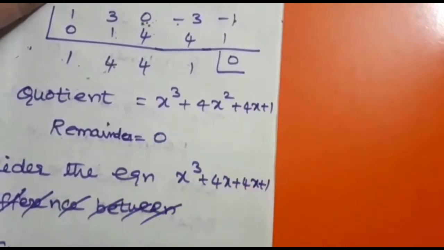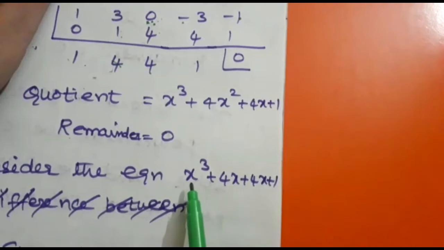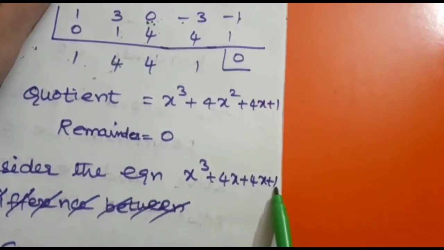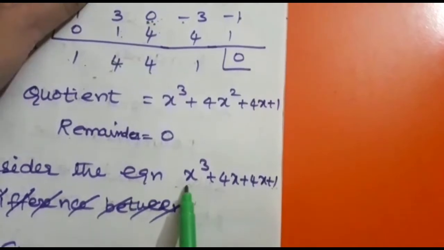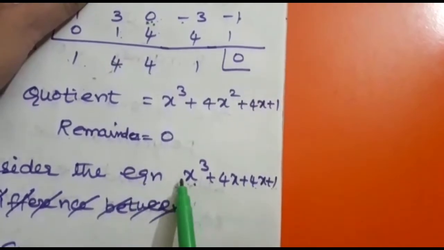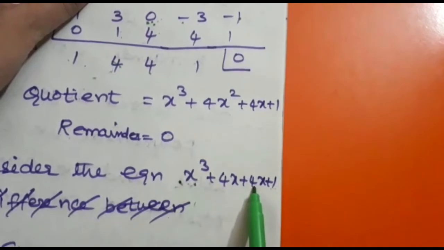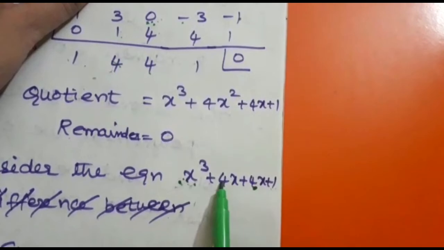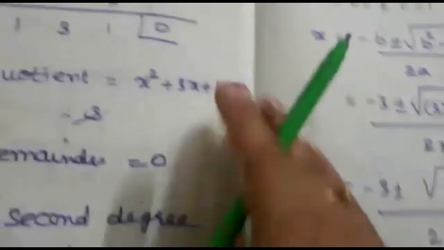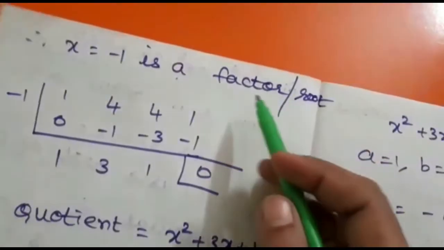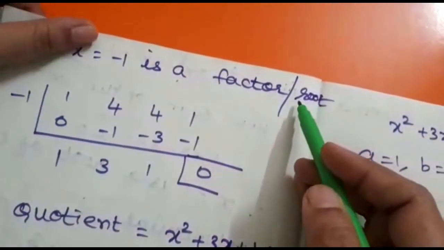The remainder is 0. Consider the equation x cube plus 4x square plus 4x plus 1. The sums of the alternate coefficients are equal. So this one coefficient is 1, this is also 4, so the sum of the alternate coefficients is 5. Here also 5. Therefore x is equal to minus 1 is a factor.